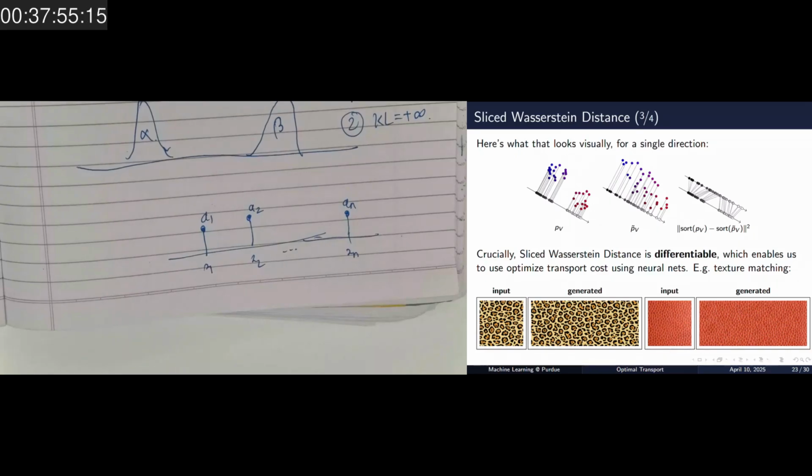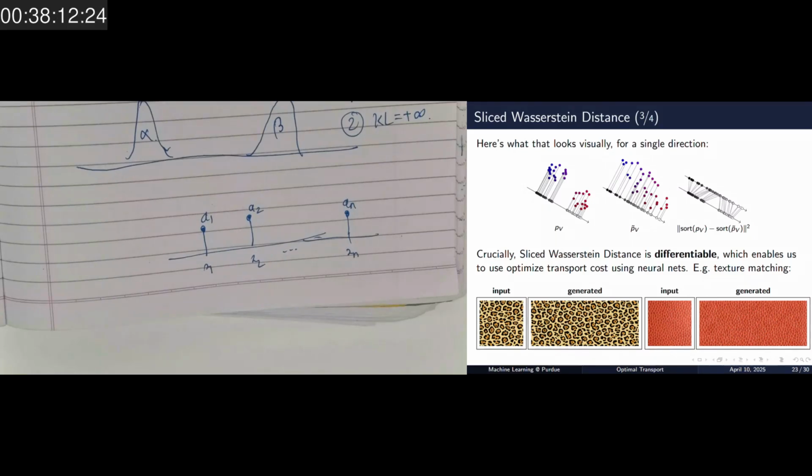Crucially, this sliced Wasserstein distance that we obtain is differentiable, which allows us to use optimal transport to optimize neural networks to generate textures. So, for example, we have this texture of a leopard, and we can see that it generates something pretty similar. Similarly, for this, you have a scale-like pattern, probably for a cushion or something. It generates something that looks pretty similar.